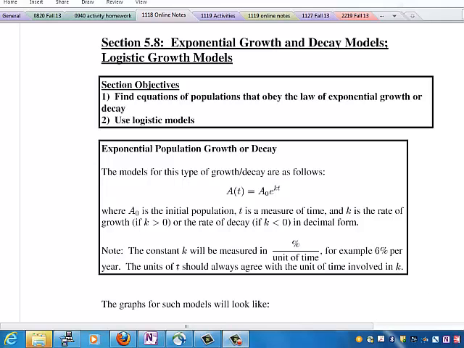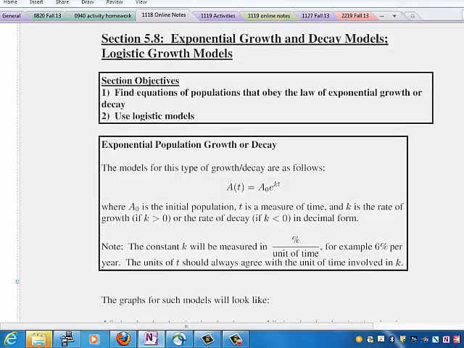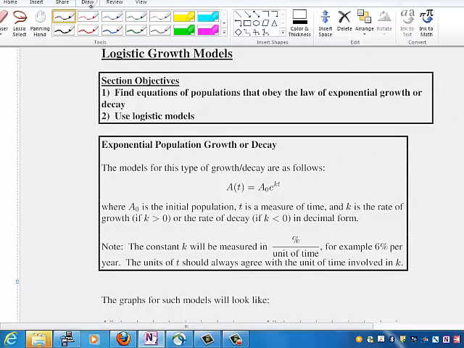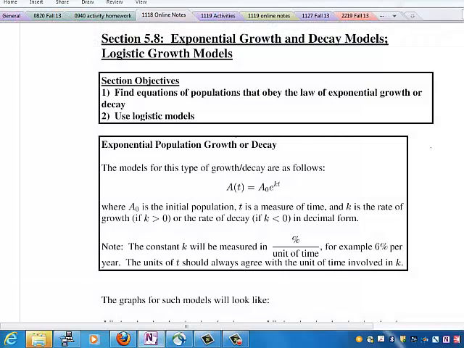In this video, we're going to take a look at some applications of the exponential functions that we've been looking at already in this chapter. We're going to look at what are called exponential growth and decay models, and we're also going to look at logistic growth models. You'll notice in the book, Newton's law of cooling is also covered in this section, but that's something we're not going to cover. So we're going to look just at what's called uninhibited growth or exponential decay and logistic growth models.